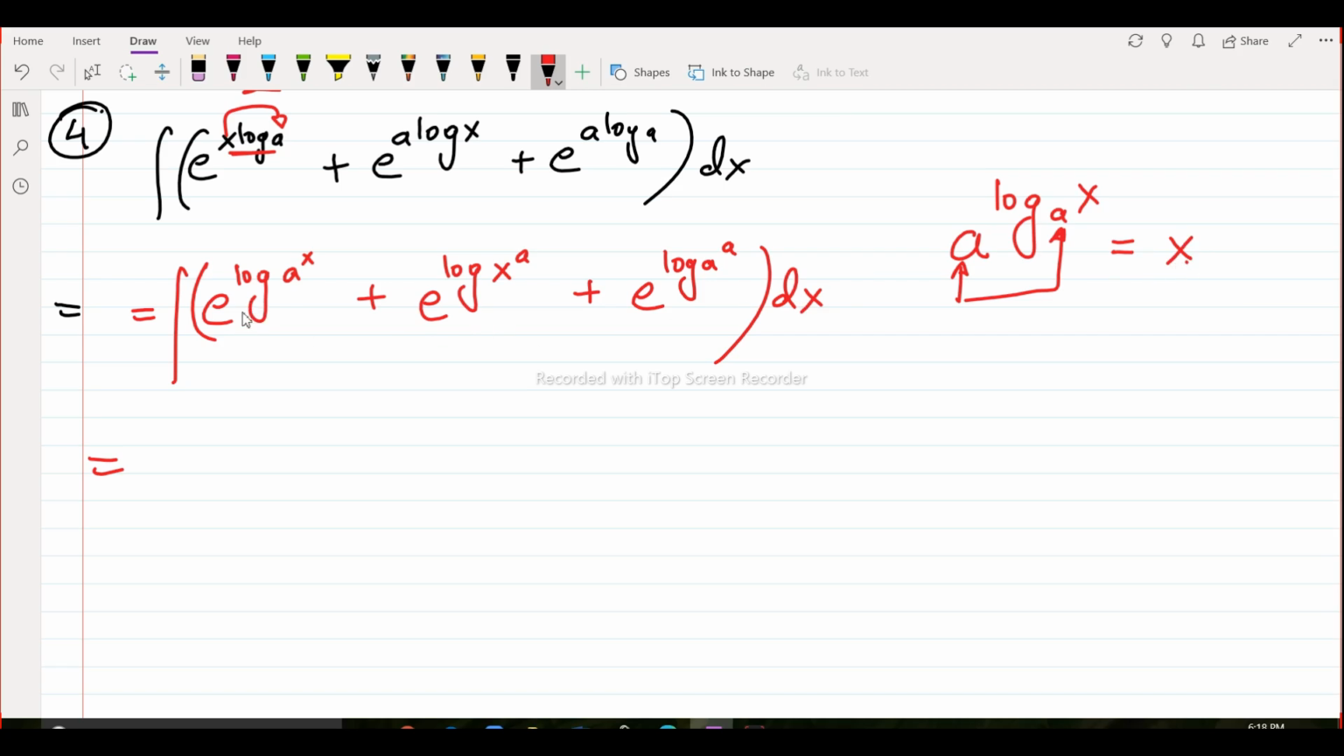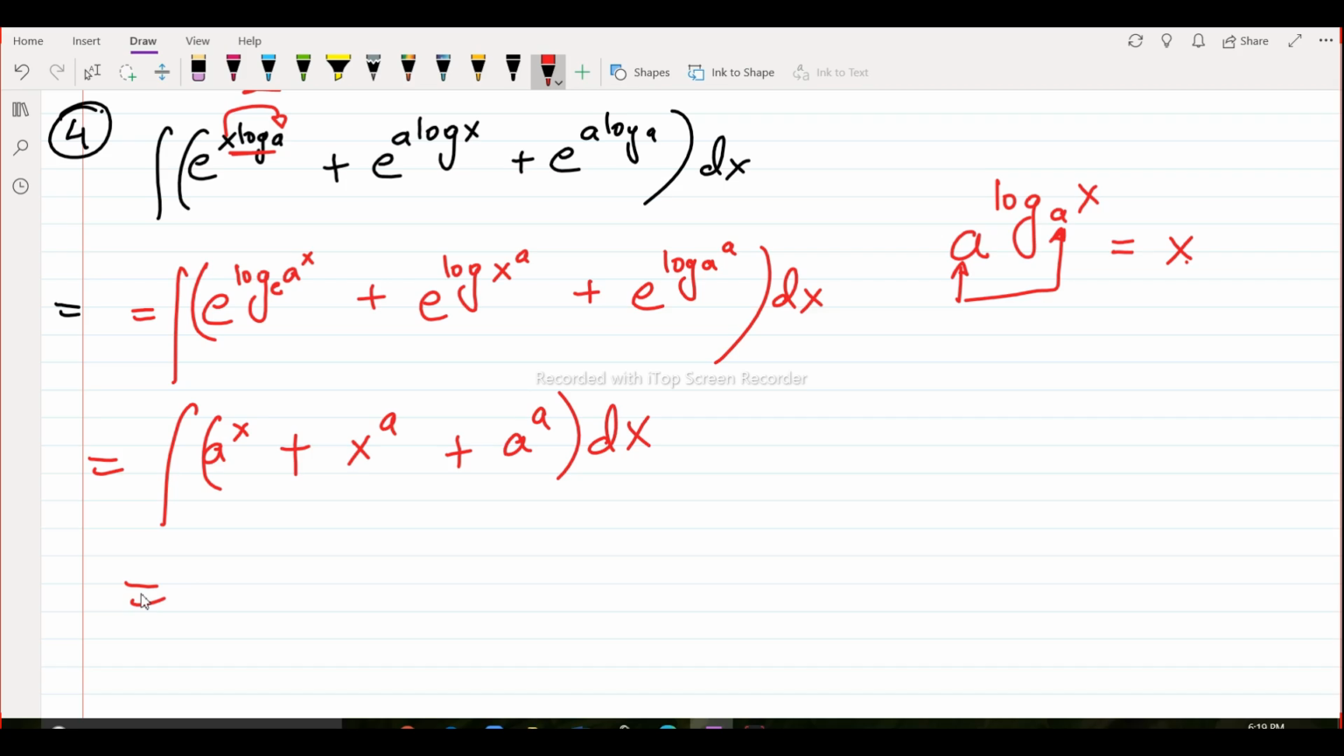So using this concept, this is e and this is also e, as the base is not given, so both are e. So this will be a raised to x. So the integration of a raised to x, plus this would be x raised to a, plus this would be a raised to a, dx. Now we'll apply integration.